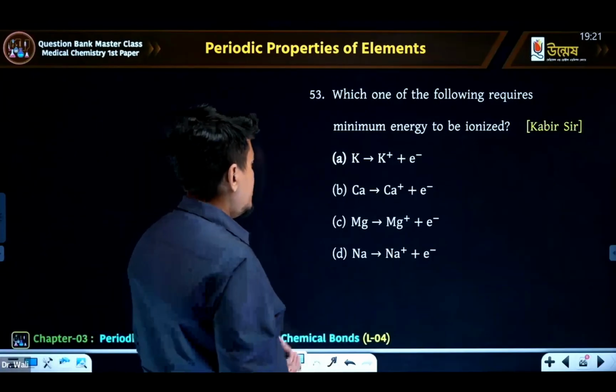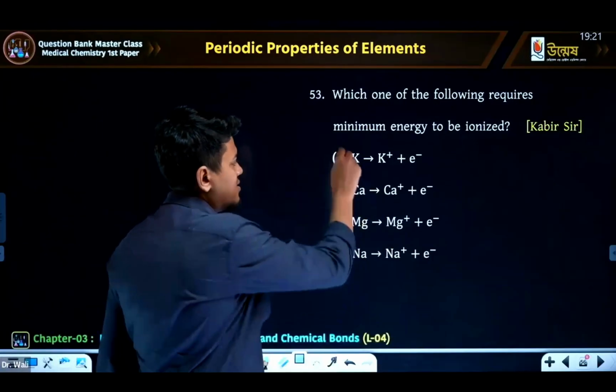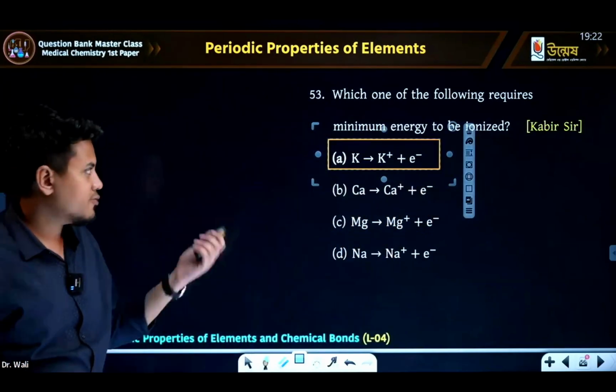The one at the bottom. Potassium, calcium, magnesium, sodium. Which one should be the answer? Since potassium is at the left side and lower than the sodium, that will be the correct answer.